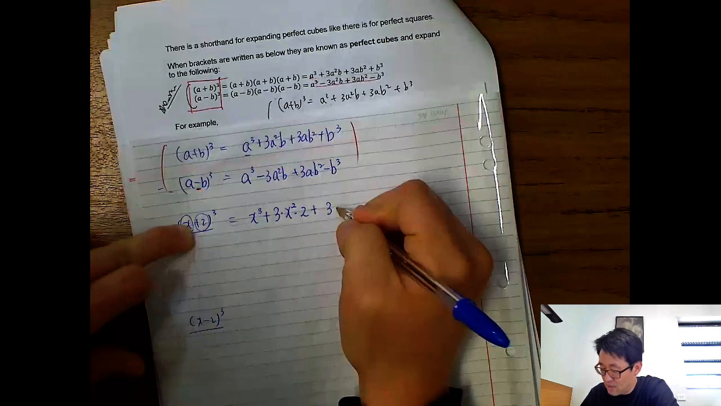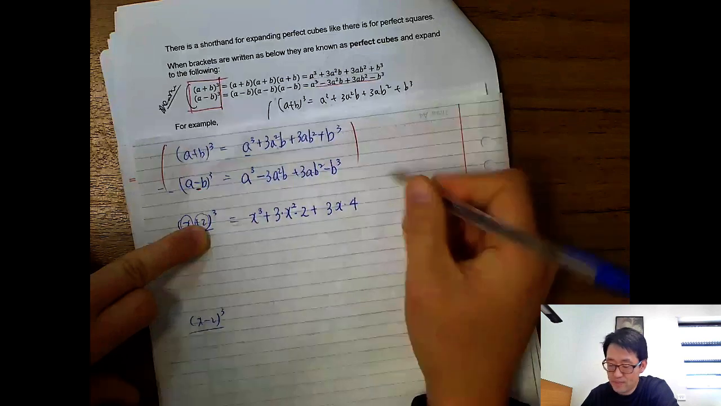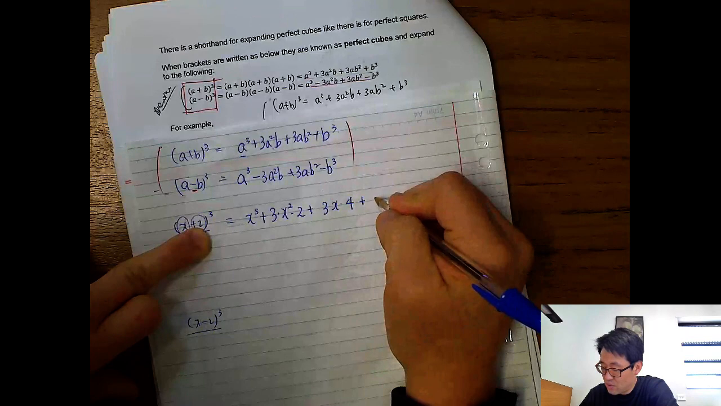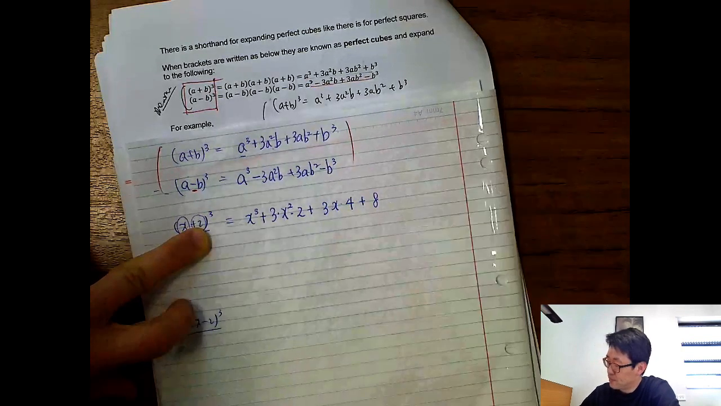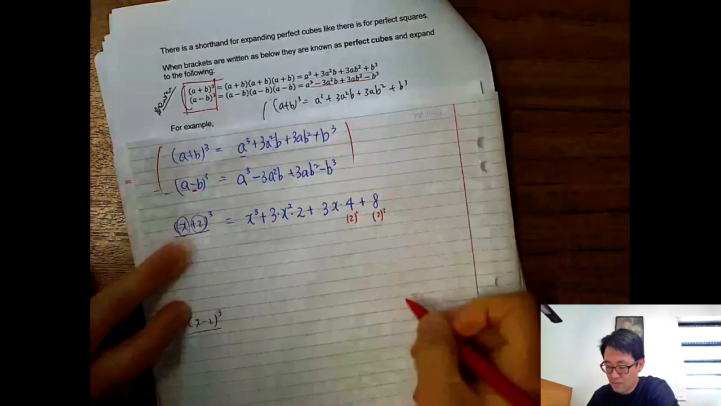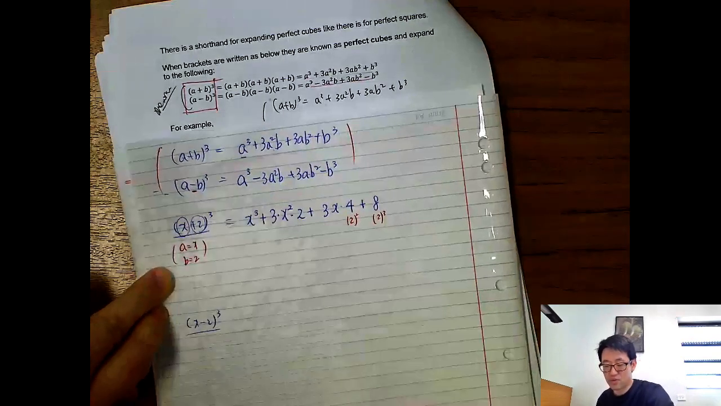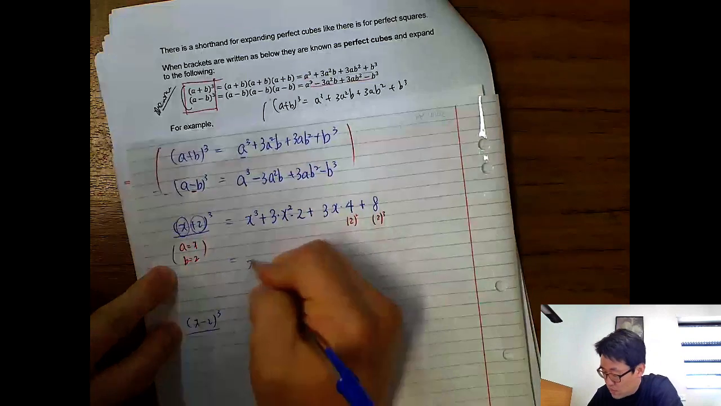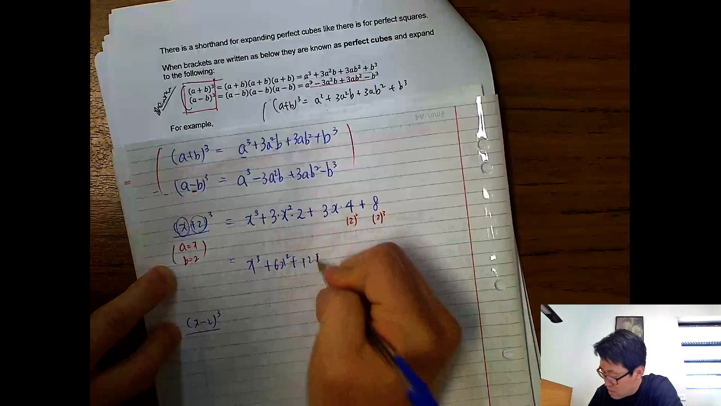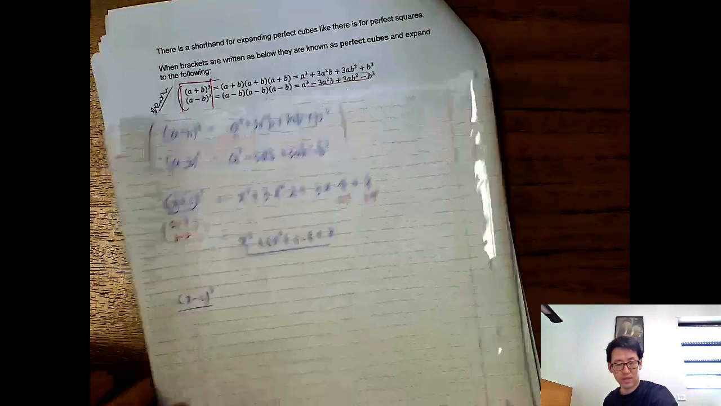Plus 3, and this time I'll use left hand side only once and right hand side twice. x, 2 times 2, 4. And then 2 times 2 times 2, 8. So a is x, b is 2. You can think this way. x cubed plus 6x squared plus 12x plus 8. You can do that straight away. Make sense?